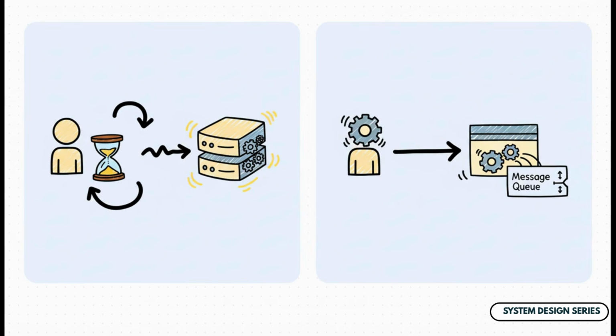Think of it like this. Synchronous is like standing in line at the bank. You wait, you get served, the next person goes. It works, but if one person has a problem, the whole line stops. Asynchronous is more like dropping off your dry cleaning. You drop it off, get a ticket, and go on with your day. The work happens in the background, completely separate from you.